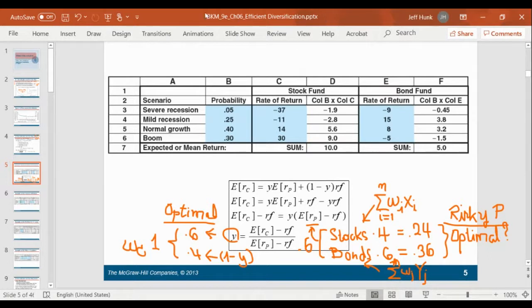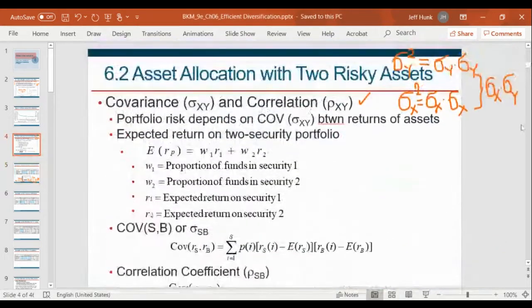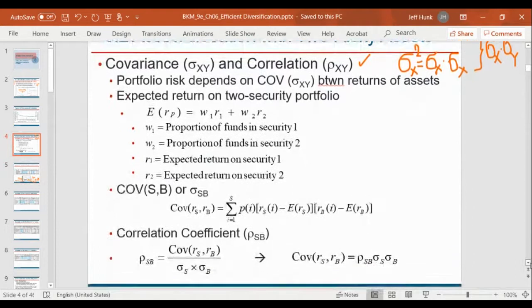So for now, just quickly, we know this is the portfolio expected return, which is a weighted average, right? Weighted average of asset X and asset Y. Consider this X, consider this a stock, consider this a bond, right?